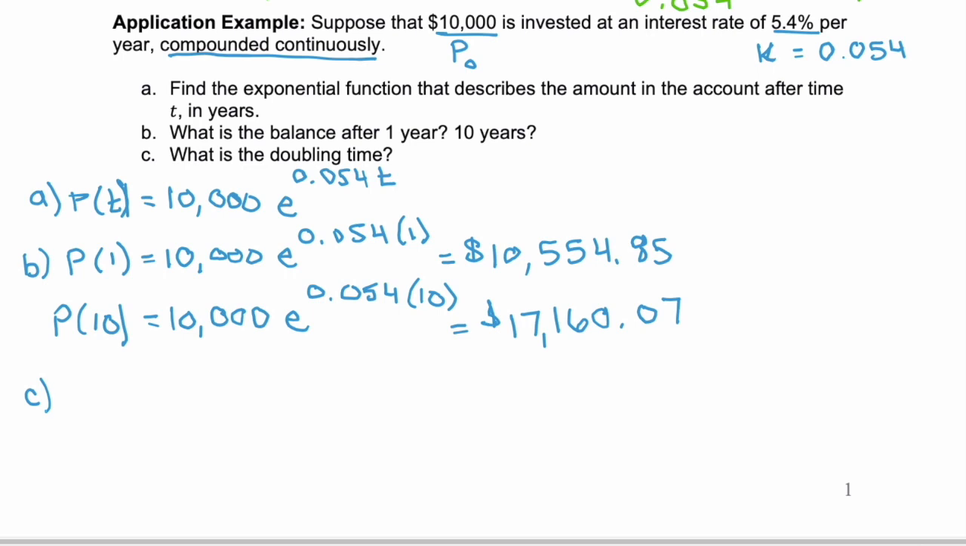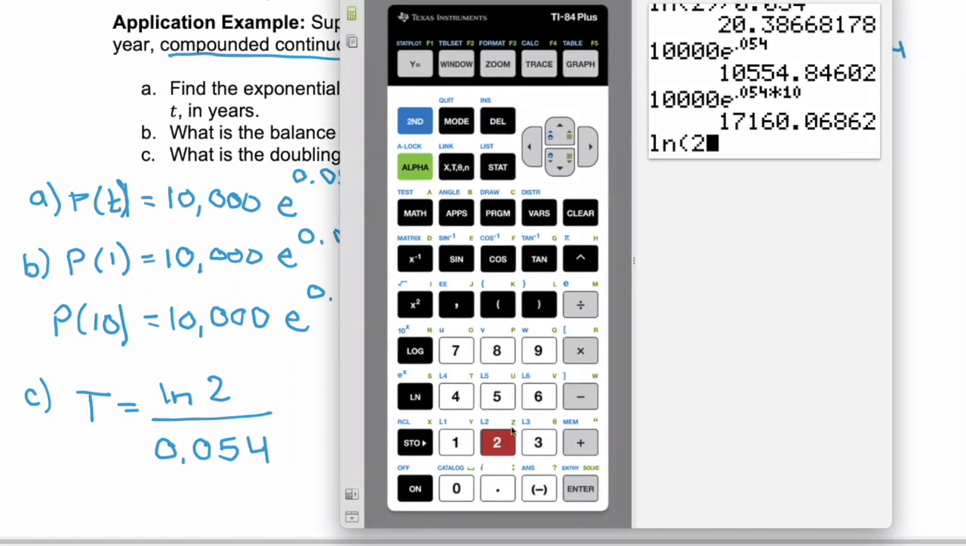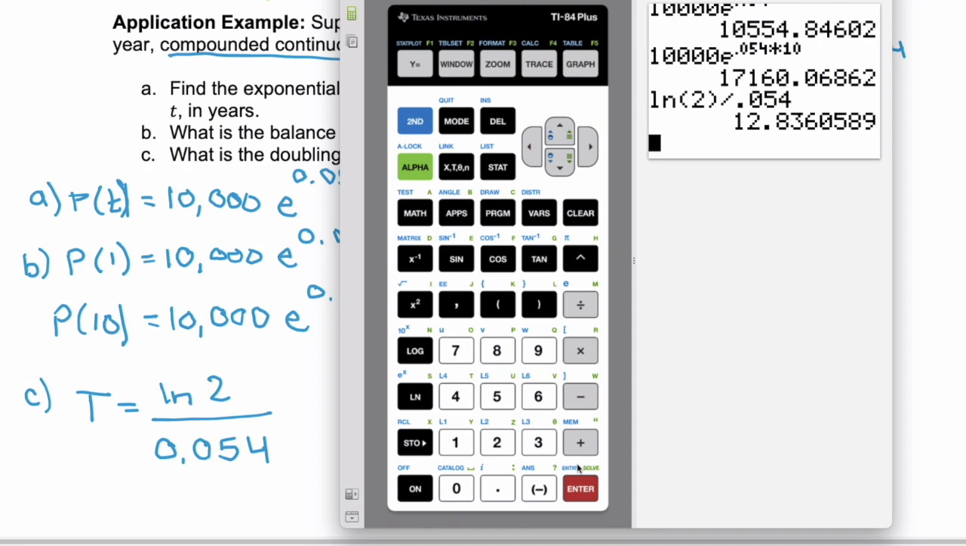C wants to know the doubling time. This is really important. This will tell us how long that money needs to be in the account at that interest rate in order to double. So in order for it to become 20,000. We know that it can't be much larger than 10 years, since in 10 years we're already at 17,000. Well, recall that doubling time is equal to the natural log of 2 divided by that rate. And we use our trusty calculator. So natural log of 2 divided by our rate, and we get a doubling time of 12.8 years.